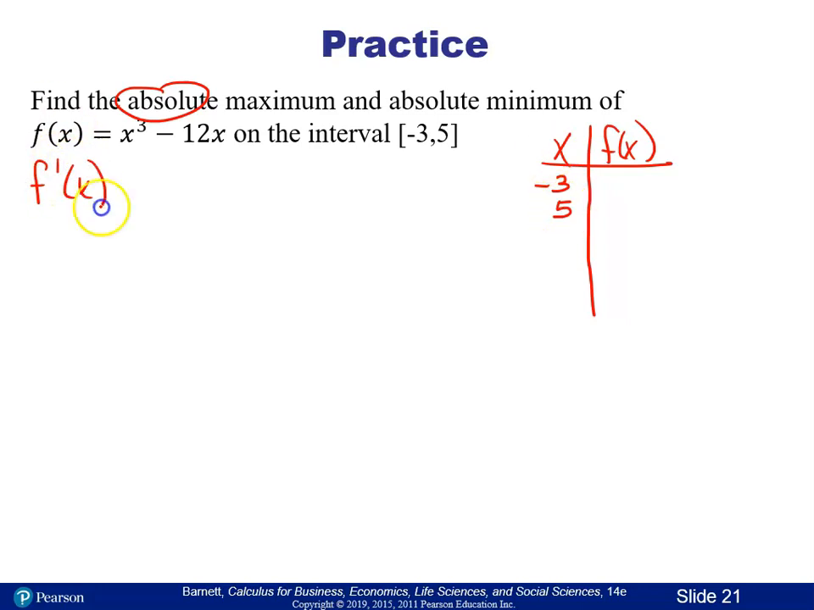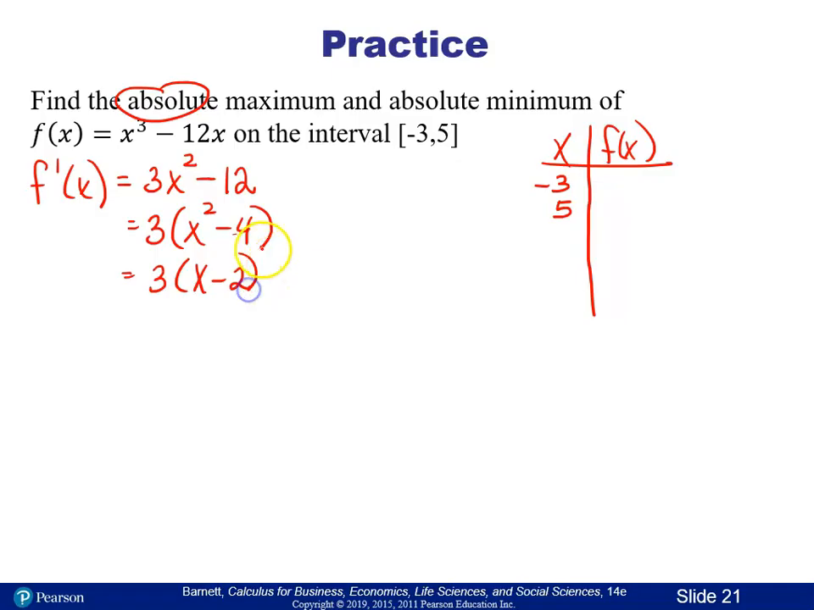So our critical numbers will come from our derivative. So 3x squared minus 12. We're going to take out, in this case, a 3 as the GCF. And this is the difference of squares, so I'm going to factor it x minus 2 and x plus 2. So when I set this equal to 0, I get 2. And when I set this one equal to 0, I get -2. So I have 2 and -2 as critical numbers.